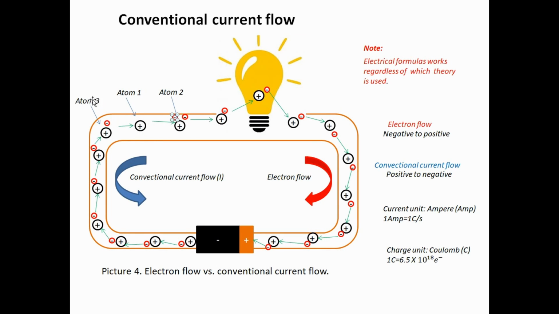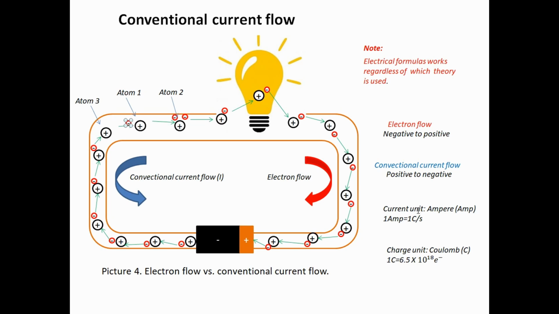The same thing happened between atom 3 and atom 1. When this electron moves to atom 1, atom 3 gets charged positively. And the same thing happened to all the atoms. Electrical formulas work regardless of which theory is used. This means that our calculations are going to have the same result regardless of which flow we are using.